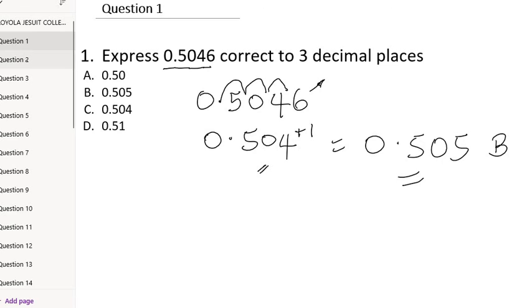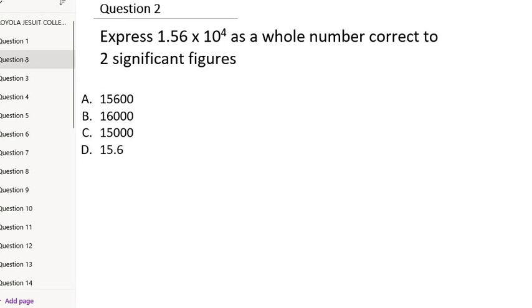Question 2. Express 1.56 times 10 raised to the power 4 as a whole number correct to 2 significant figures. So we have 1.56. 10 raised to the power 4 is the same thing as 10,000. 10,000 has 4 zeros, so it's the same thing as 10 raised to the power 4. So multiply both of them.